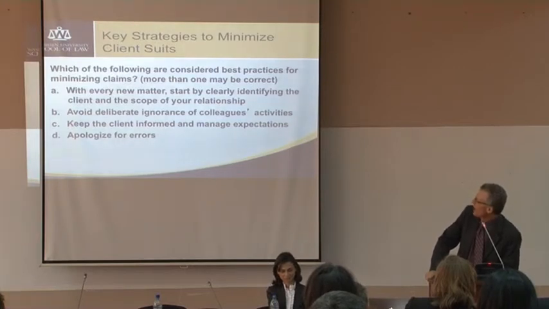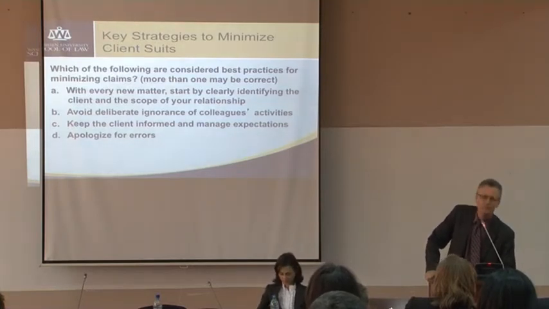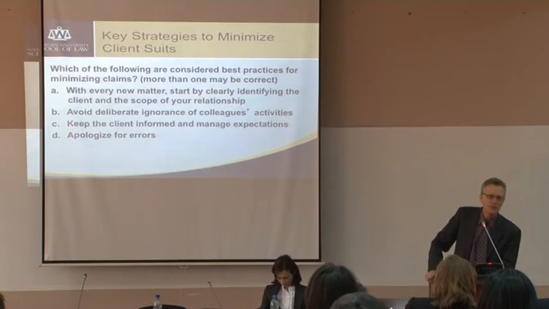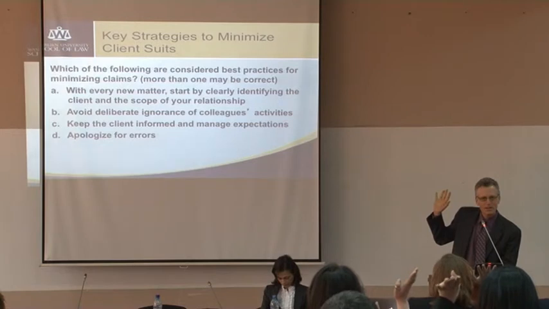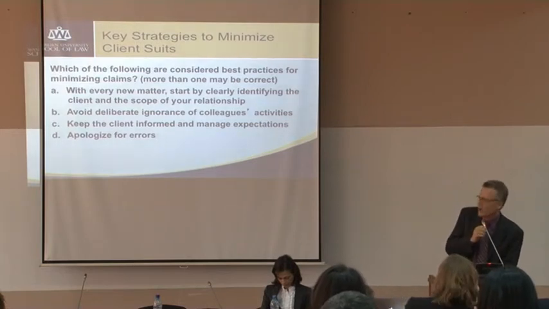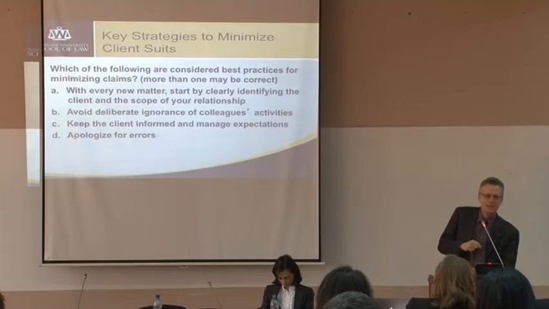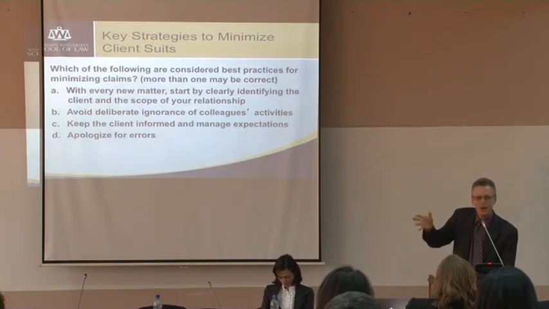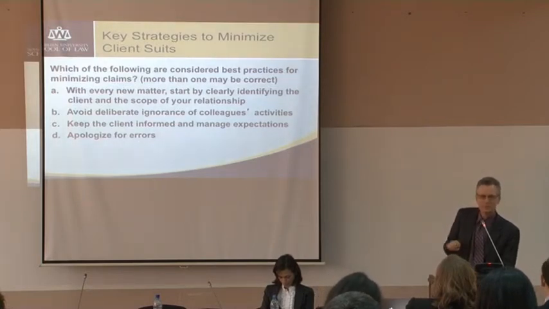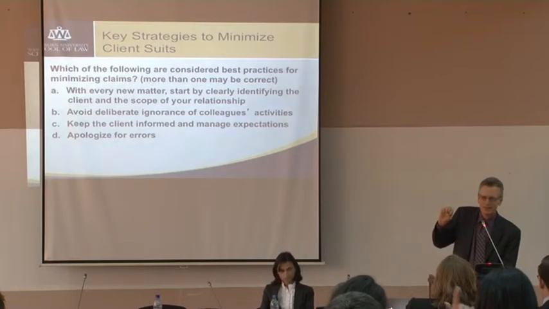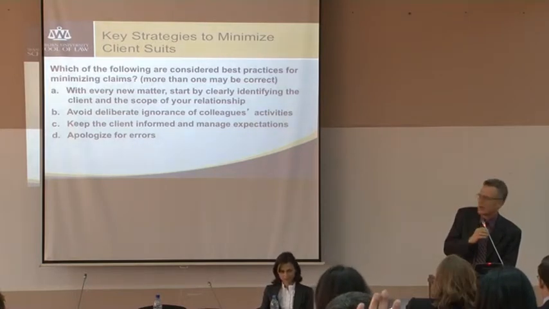So, first answer, when you start a new matter, clearly identify your client and the scope of your relationship. Does that help minimize malpractice claims? That is correct. Number 2, avoid being deliberately ignorant of what your partners in your law firm are doing, meaning you need to know what everyone else in your firm is up to. How many agree with that one? Also shown to minimize claims.